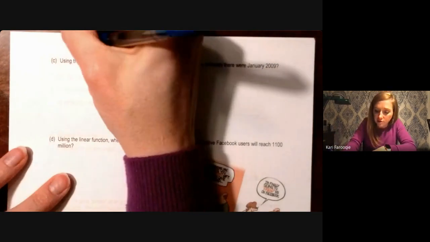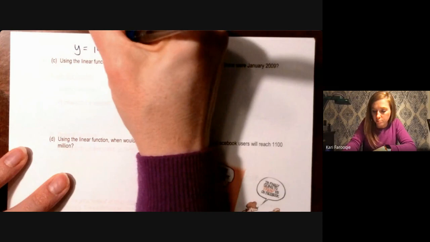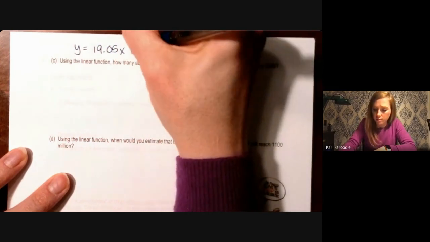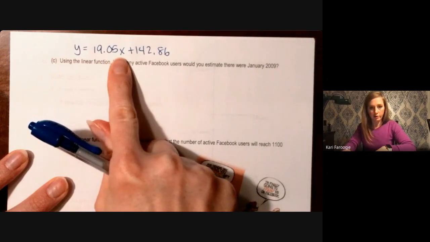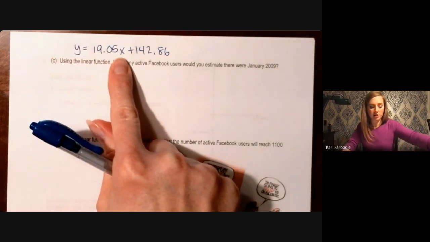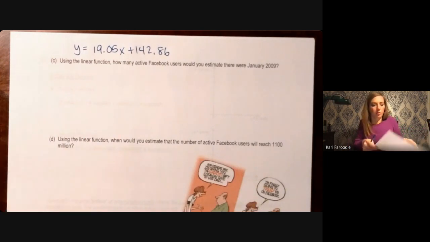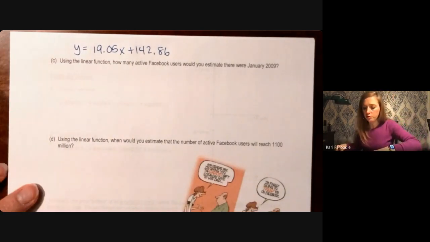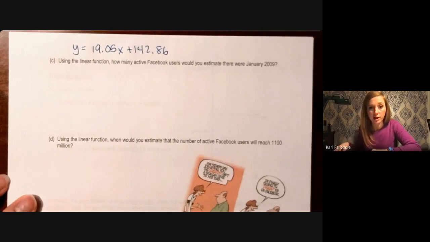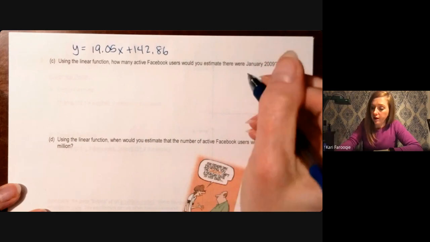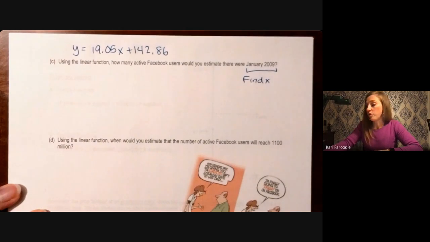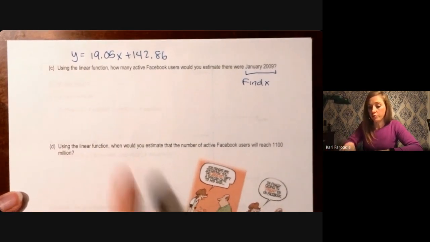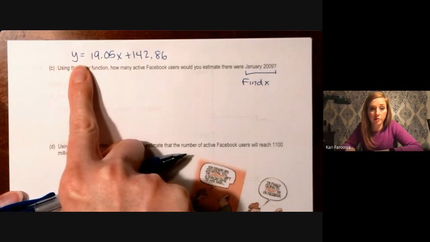It was y equals 19.05x plus 142.86. So this will tell you the number of Facebook users in millions given a value for the number of months after December 2008. So using the linear function, how many active Facebook users would you estimate there were in January of 2009? Well, we need to figure out the value of x for January of 2009. And then once we find that value of x, we can substitute it for x in our function and figure out the number of Facebook users.